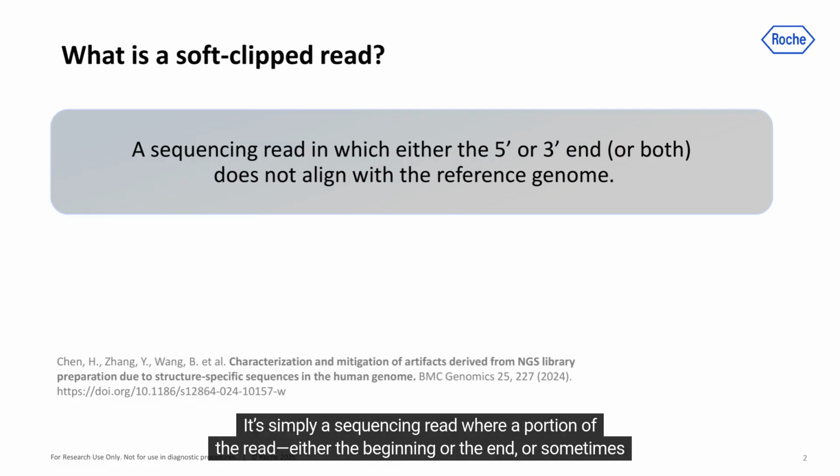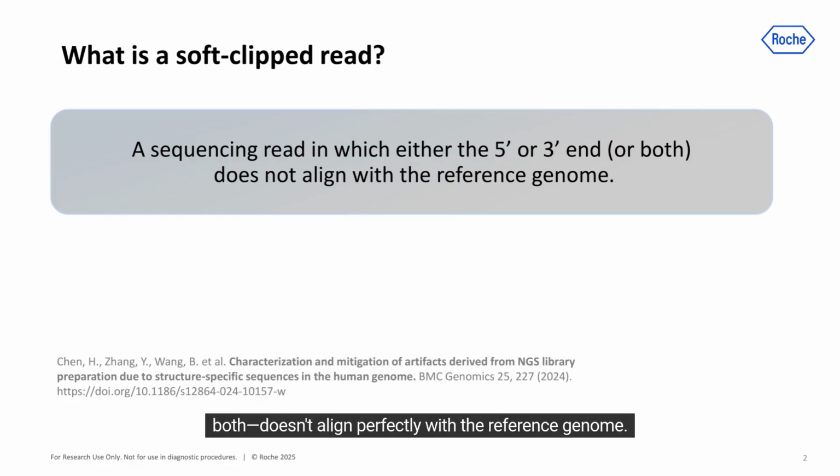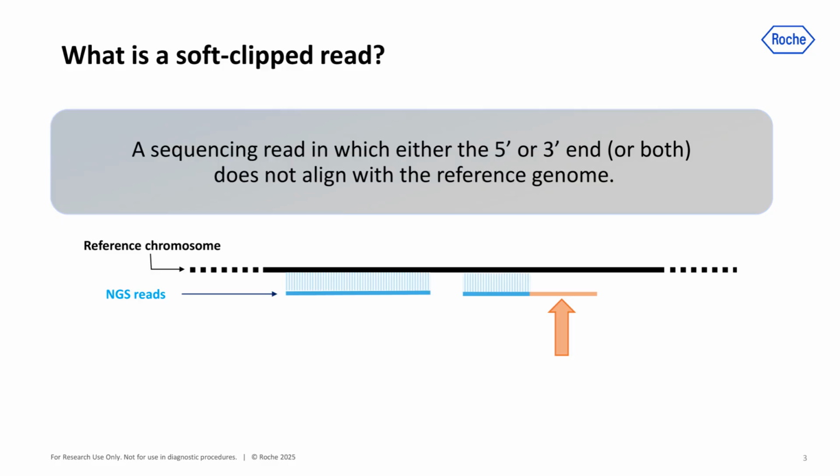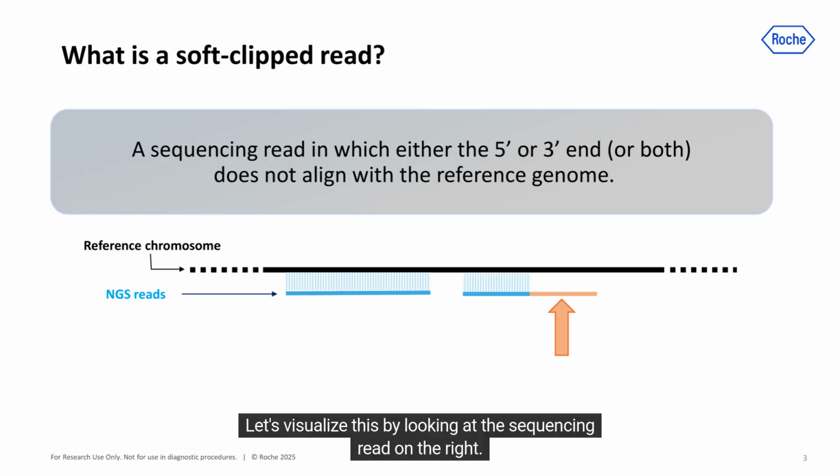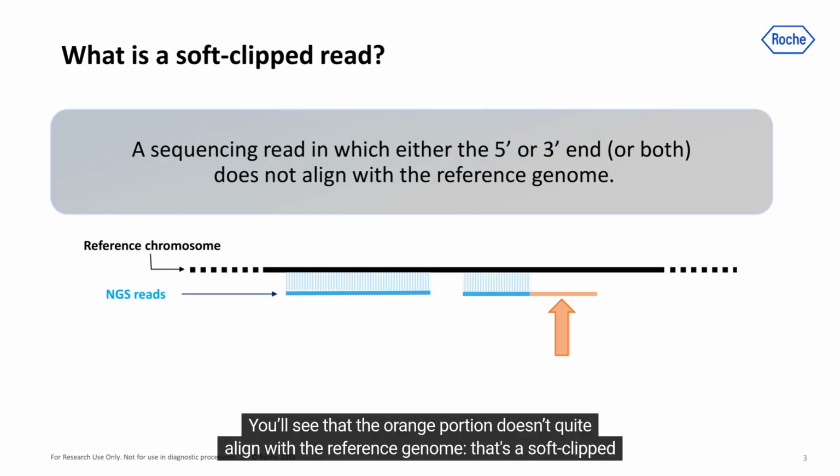It's simply a sequencing read where a portion of the read, either the beginning or the end, or sometimes both, doesn't align perfectly with the reference genome. Let's visualize this by looking at the sequencing read on the right. You'll see that the orange portion doesn't quite align with the reference genome. That's a soft-clipped portion.